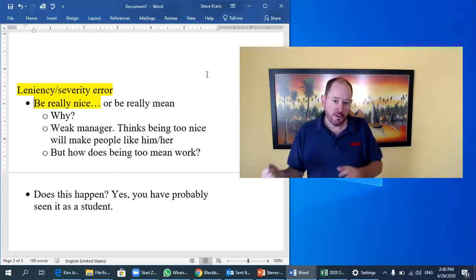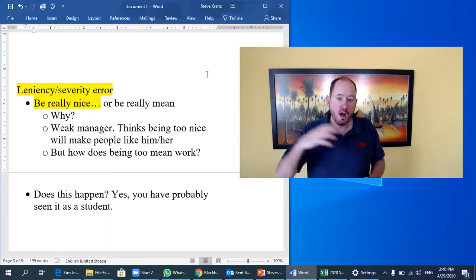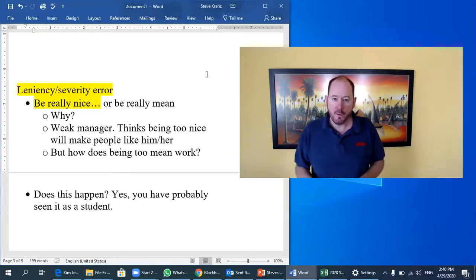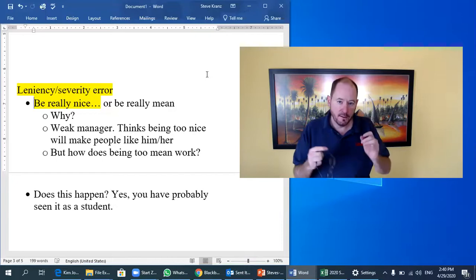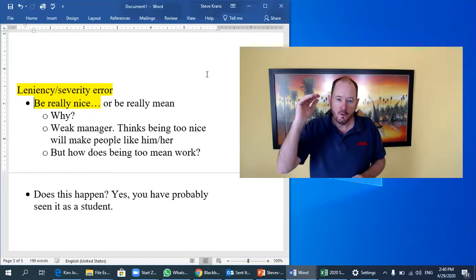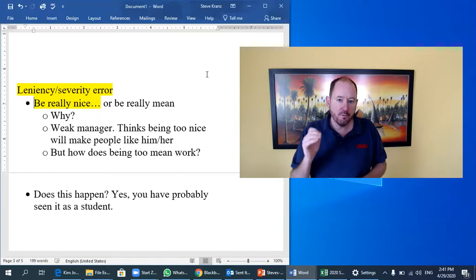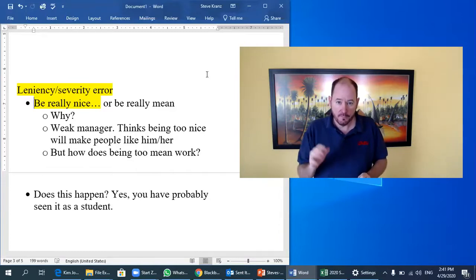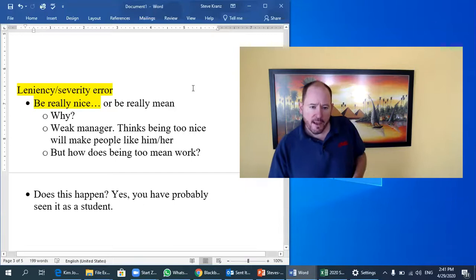When a manager or a teacher tries to be too nice, they're trying to bribe, is the only word I can think of, people's respect. And in life, people respect you if you know the difference between who's a good employee and who's not. So the leniency error is very real, and it's a problem that many managers have. Now, the opposite, being too mean.